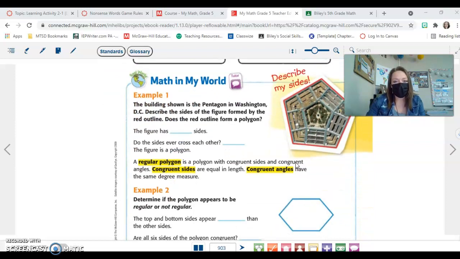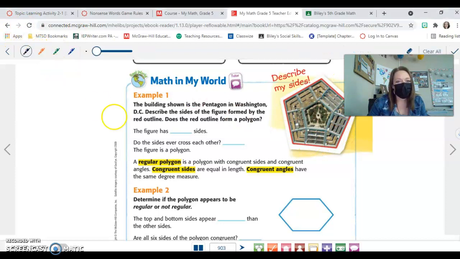So let's look at our first example. Example 1: the building shown is the Pentagon in Washington, D.C. It describes the sides of the figure formed by the red outline. Does the red outline form a polygon? Let's count the sides. 1, 2, 3, 4, 5. This shape has 5 sides. Do the sides ever cross? No. So we can say that this is a polygon. It has 5 sides, and we can actually say that this is a pentagon. We will be identifying shapes today.